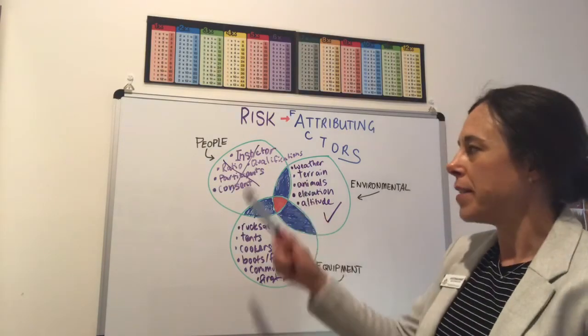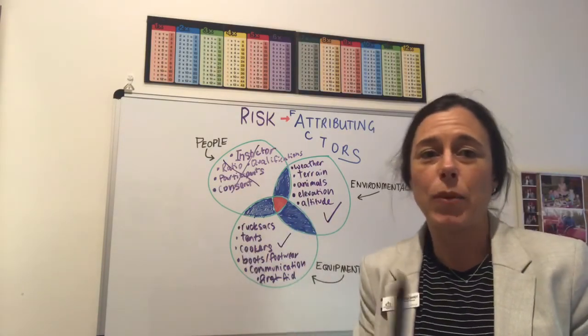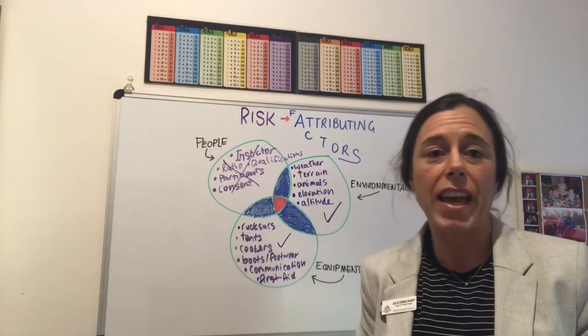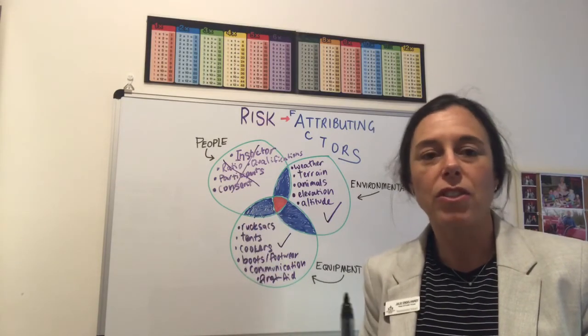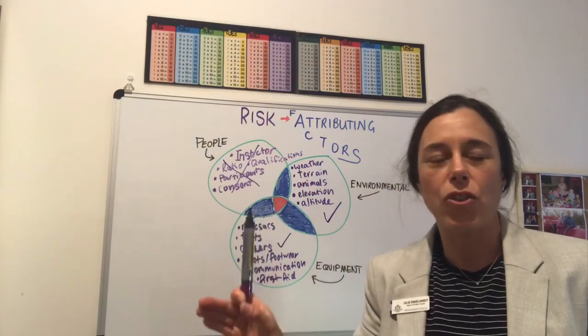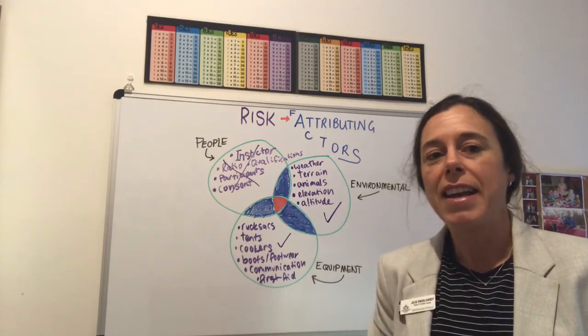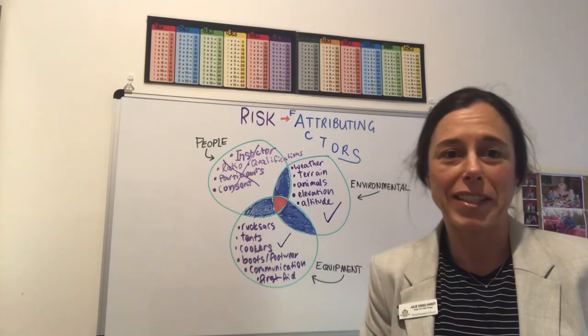Pretty simple diagram. I like to think of it as, when you're thinking about risk, you're thinking about those 3 areas. You're trying to exhaust those 3 areas. What could possibly need addressing in each of those 3 categories? And you can apply that to any outdoor activity.